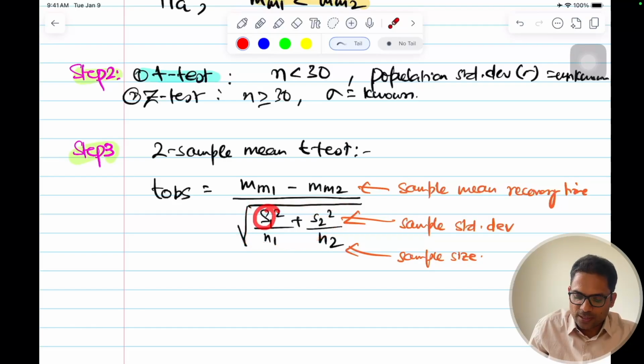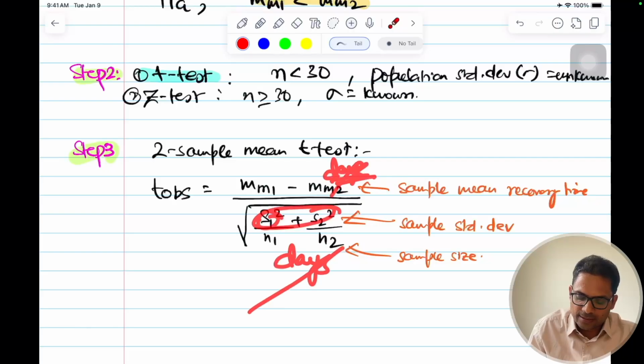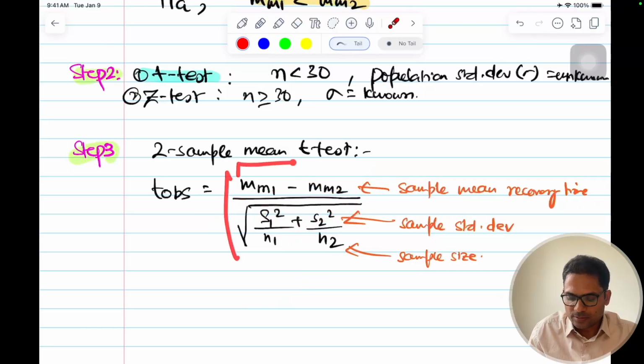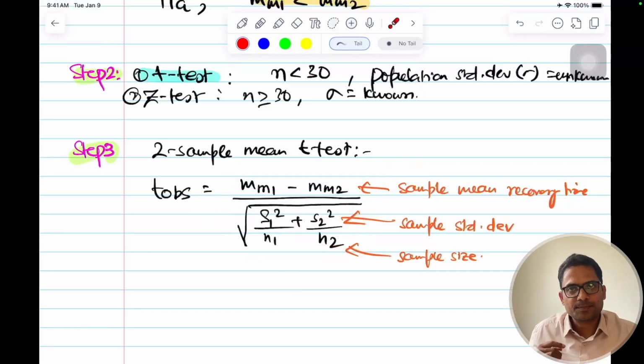So s1 square is the variance, right? A square root of that is standard deviation. So if you divide, both are the same units. For example, if this is in days, mean recovery time, so even this will be in days, this will be days square, and finally this will be in days, so days by days, this will become unitless. Okay, so this is your test statistic.